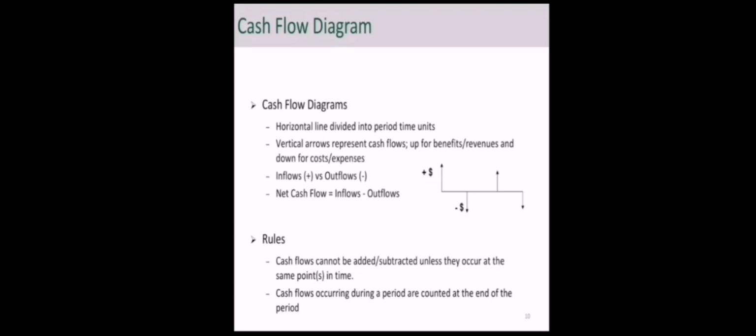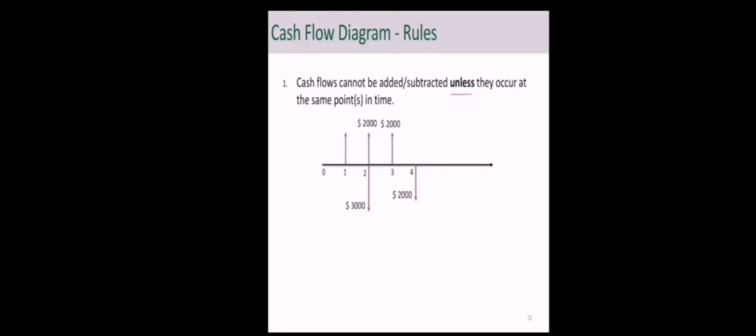So here we have two key rules. So let's discuss them one by one, so that we can understand better. So number one is, cash flows cannot be added nor subtracted unless, so there is an exception, they occur at the same points in time. So here, the cash flow cannot be added or subtracted unless they coincide at one point of time. So an example is this.